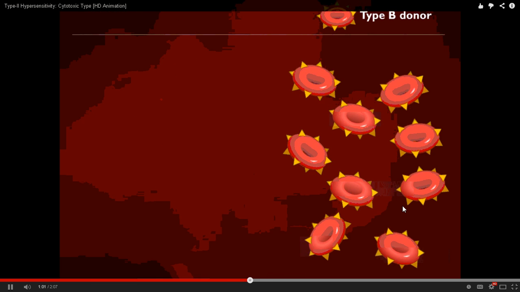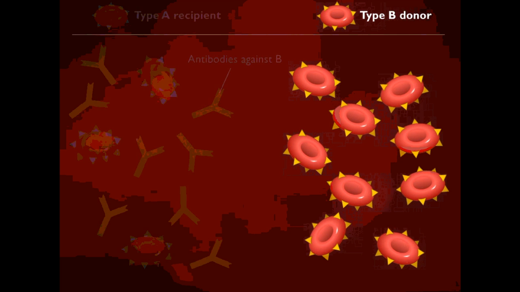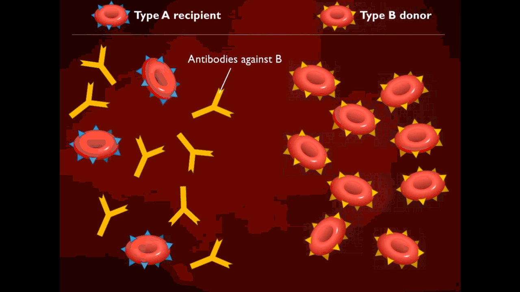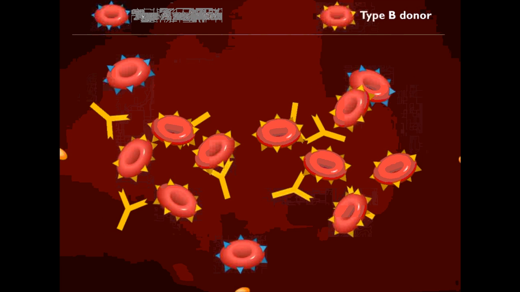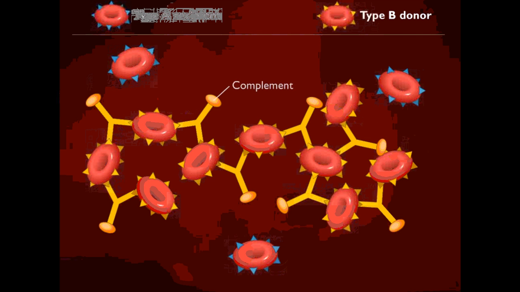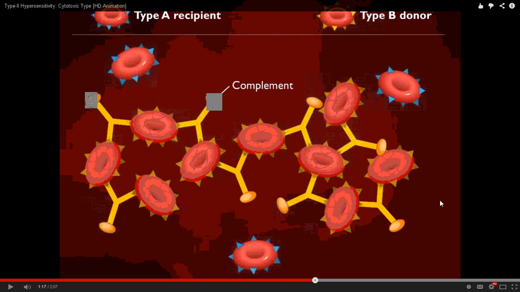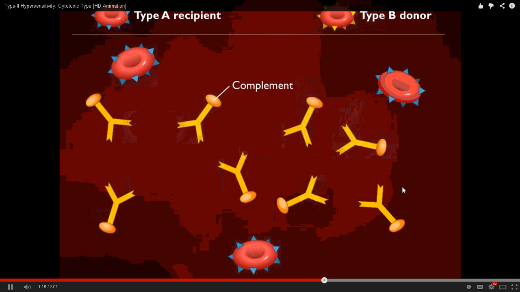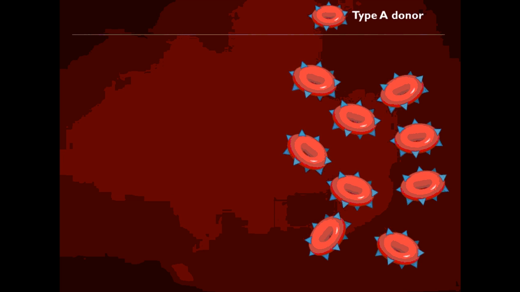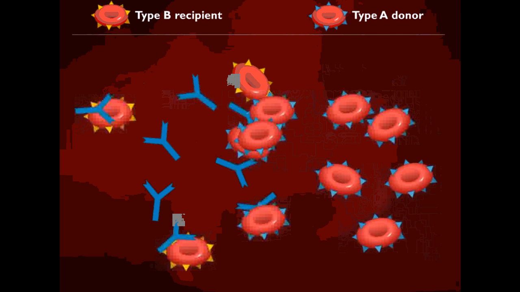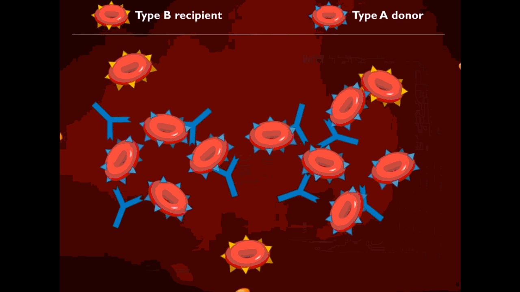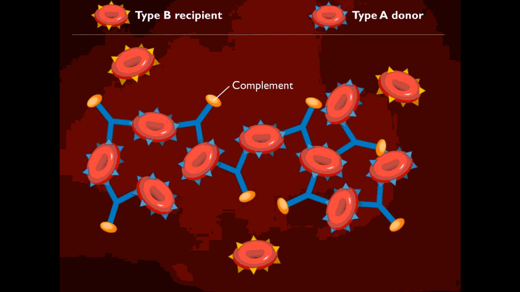If blood from a person who is type B is transfused into a person who is type A, antibodies present in the type A blood react with the surface antigens on the incoming red blood cells. This leads to complement fixation and lysis of these cells. Lysis means that it's going to burst, so it's going to kill these blood cells because they don't belong there. If blood from a person who is type A is transfused into a person who is type B, antibodies present in the type B blood react with the surface antigens on the incoming red blood cells. This also leads to complement fixation and cell lysis. It's going to burst those because those don't belong in the body.